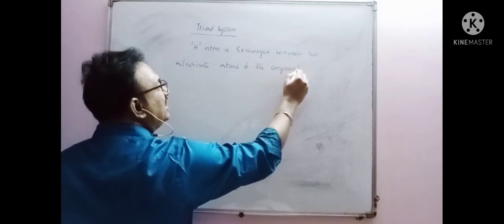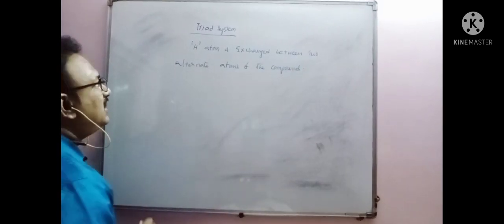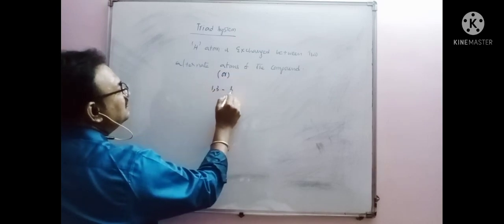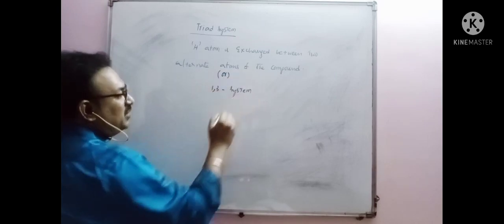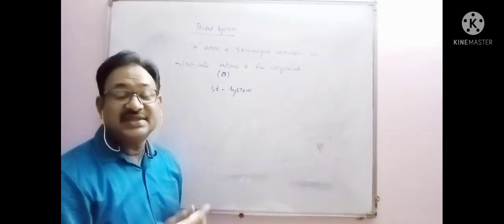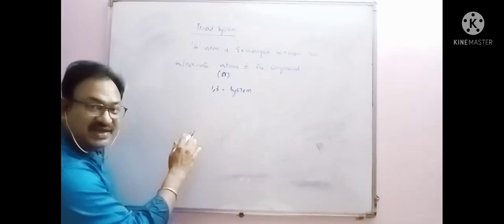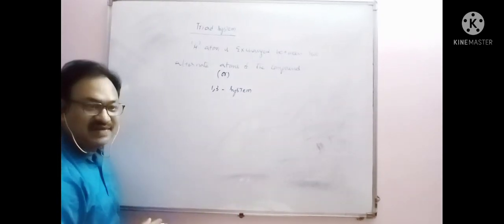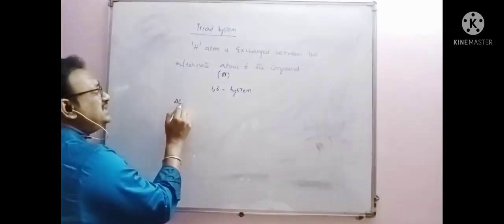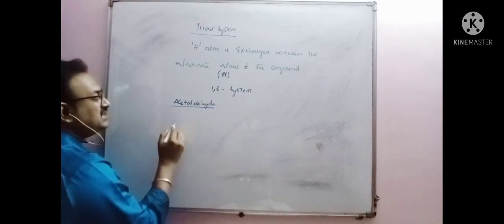Hydrogen atom is exchanged between two alternate atoms of the compound. It is also considered as a 1,3 system, because hydrogen atom is exchanged between two alternate atoms. That's why it is considered as a 1,3 system. Previously I have given an example that comes under this kind of system, that is triad system or 1,3 system. That is acetaldehyde. So acetaldehyde is the best example.